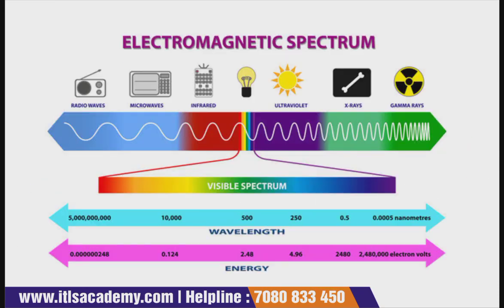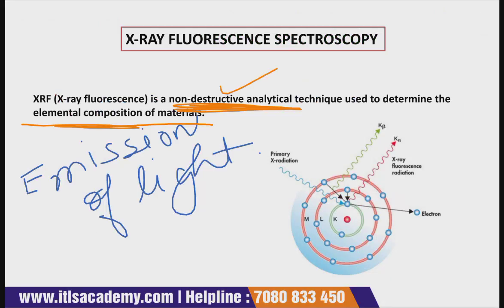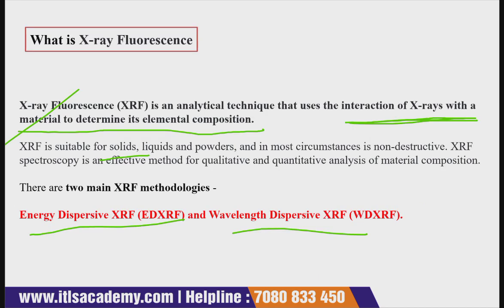Let's quickly discuss some important questions based on this topic. The first thing that in examination they can ask you is what you understand by X-ray fluorescence spectroscopy, or even what fluorescence means. You can just write that fluorescence means the emission of light. The next question is, in interviews they can ask you to name the two main X-ray methodologies, so you have to tell the names of the two. So this is the first part, students.